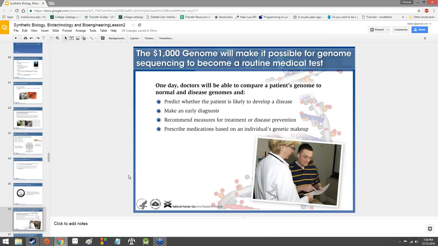But yes, they'll be able to compare a patient's genome to normal and disease genomes and be able to predict whether a patient is likely to develop a disease, and make an early diagnosis. They can recommend measures for treatment or disease prevention, and they can prescribe medications based on an individual's genetic makeup, because people can react differently to different medications based on their genetic sequences. Somebody can be allergic to something, or have an adverse reaction in some way or another. Being able to know those things beforehand can help a doctor avoid prescribing medication that somebody would have an adverse reaction to.